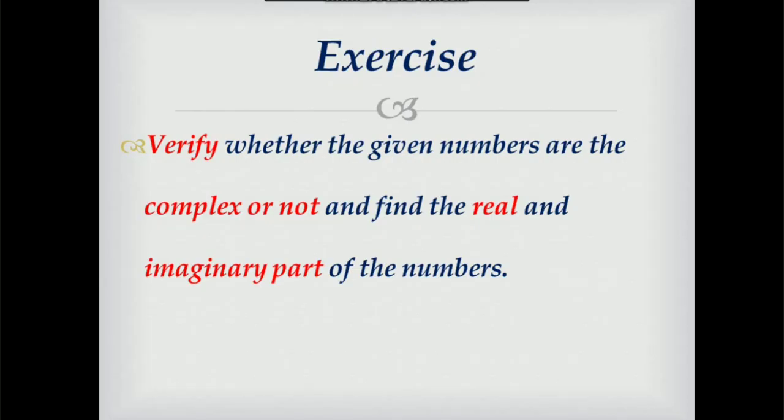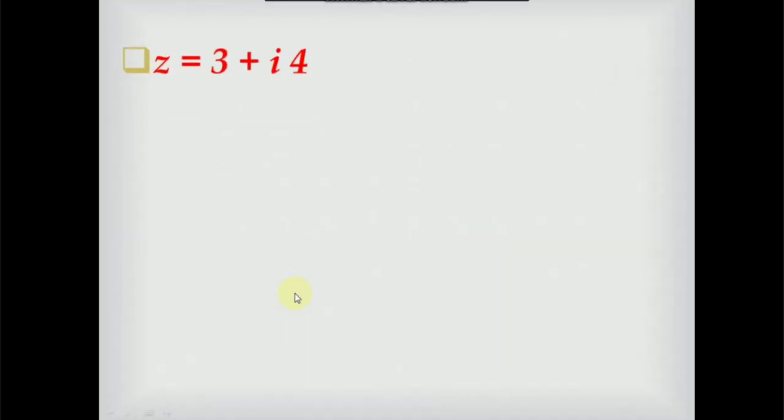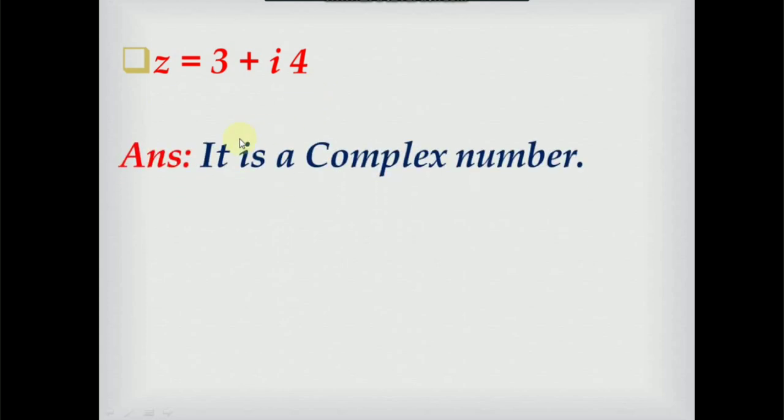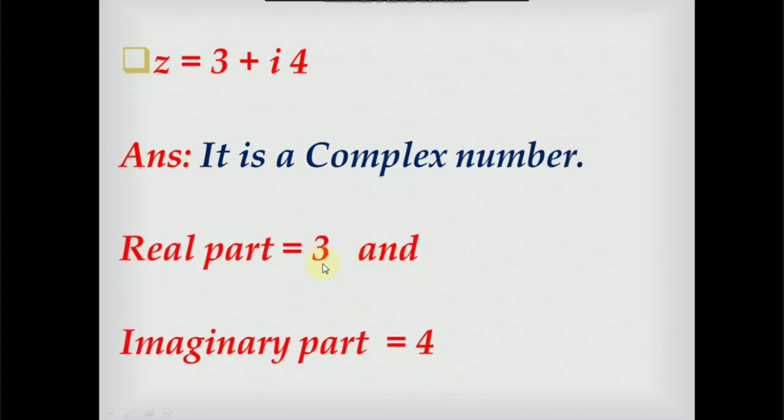Verify whether the given numbers are complex or not and find the real and imaginary parts of the numbers. So we will start with the first example. Z is equal to 3 plus 4i. By the definition of a complex number, we can say that it is a complex number because 3 and 4 are the real numbers. Here the real part is equal to 3 and the imaginary part is equal to 4.